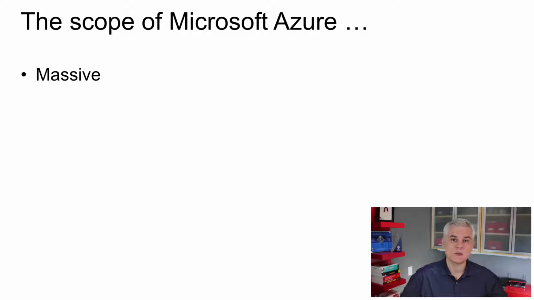www.learnvisualstudio.net. In this module, I want to talk about the scope of Microsoft Azure's services. And the operative word here is massive. The scope of Microsoft Azure is massive in terms of the sheer number of solutions that it offers, the number of features that it offers, the number of functions that it encompasses, and so on.